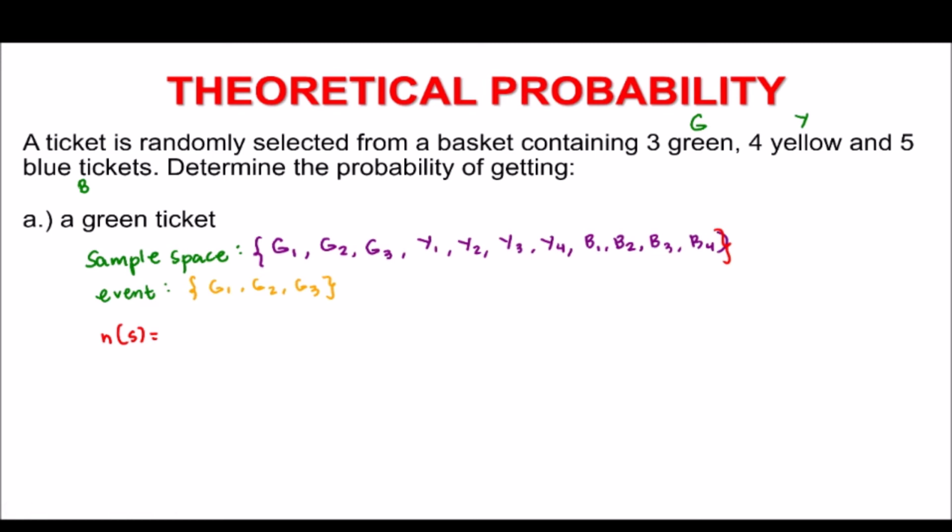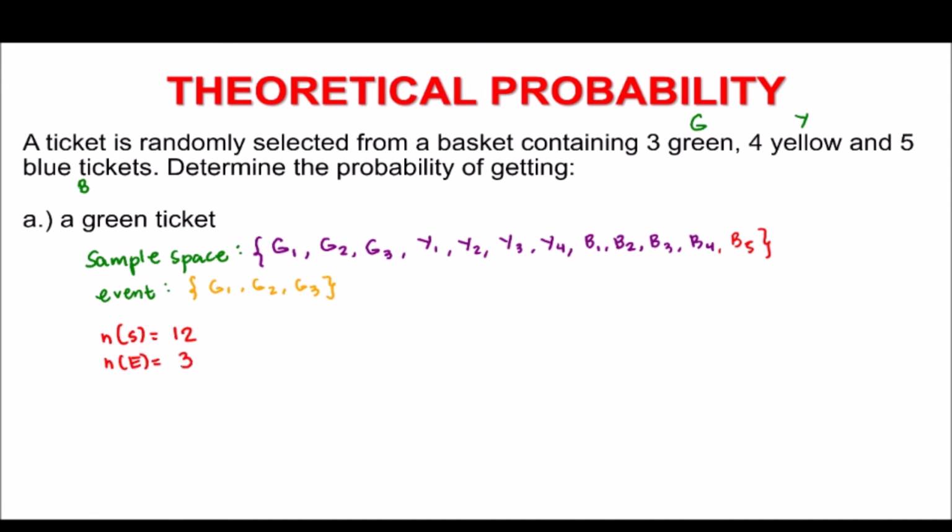There should be 5. Okay, sorry. So there should be another B5 here. Okay. So there will be 12 elements in the sample space, and the number of elements in the event is 3.